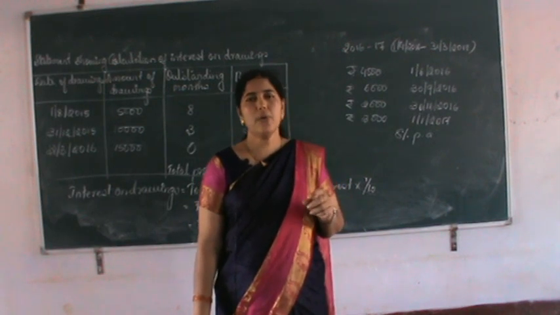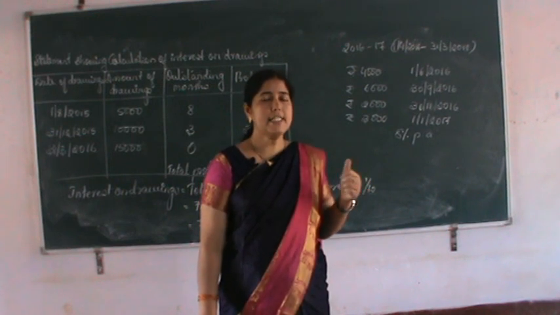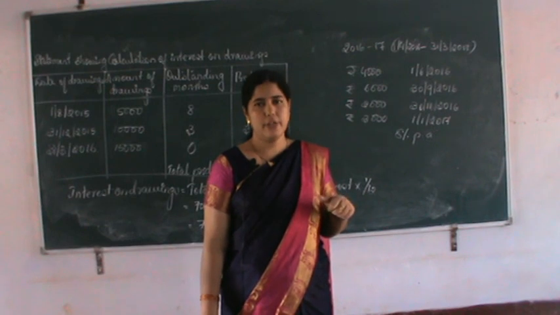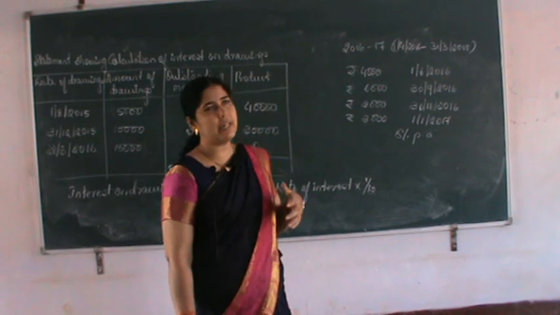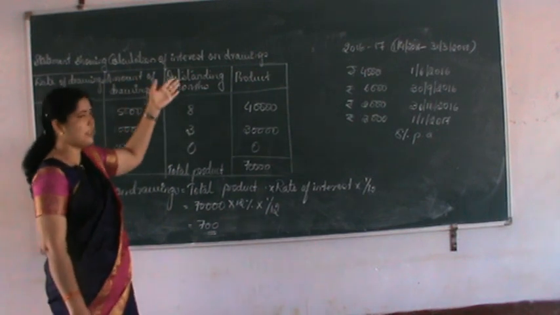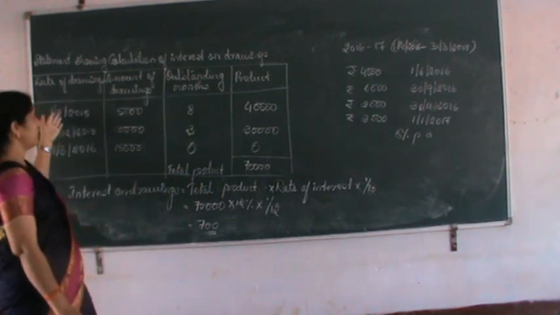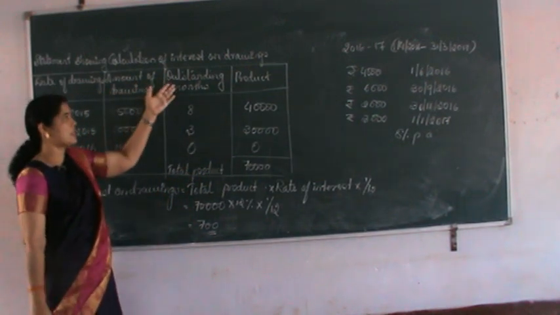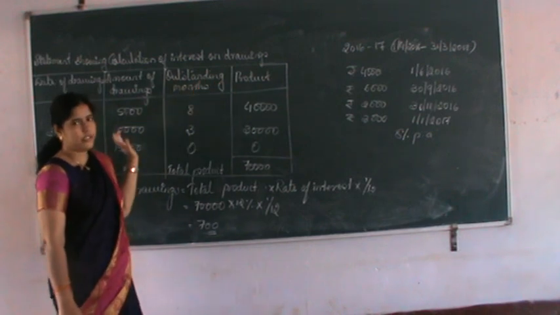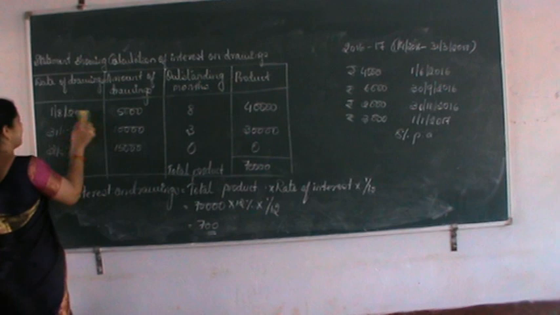Let us see how we can calculate the interest on partners' drawings, in this case applying the product method. So as I have told you, we require the same table, that is statement showing the calculation of interest on drawings with the same columns, that is date of drawing, amount of drawings, outstanding period, then product. The same table we require.